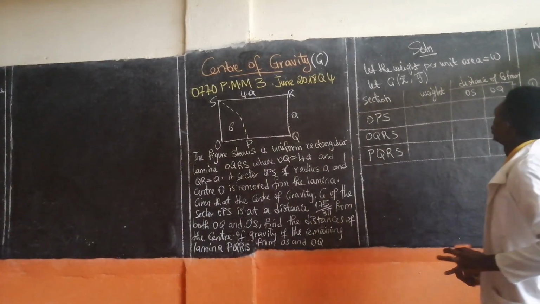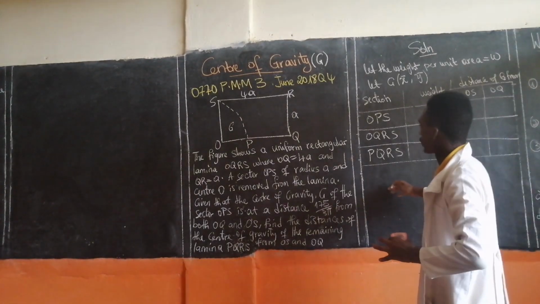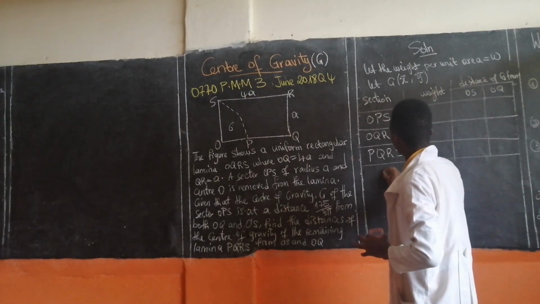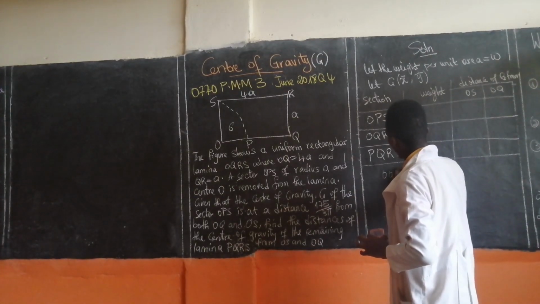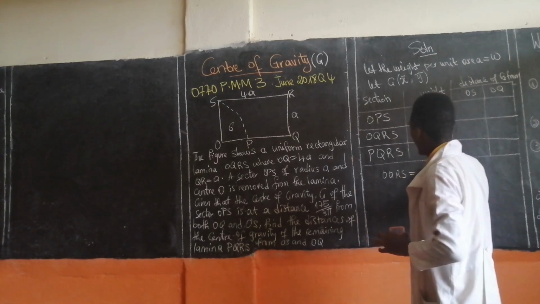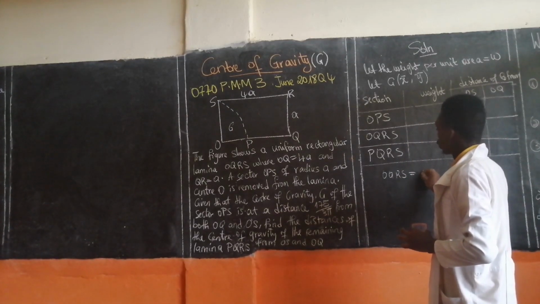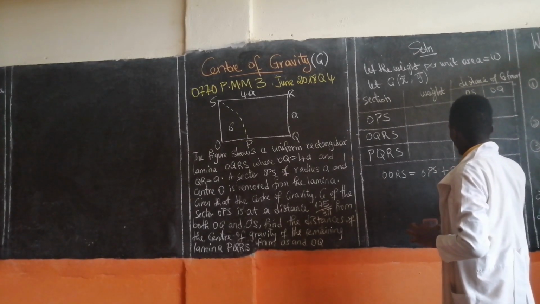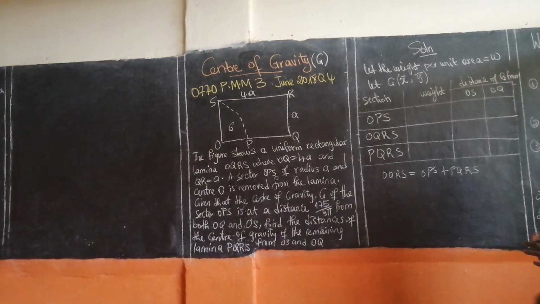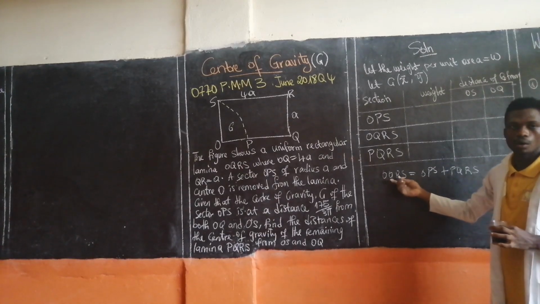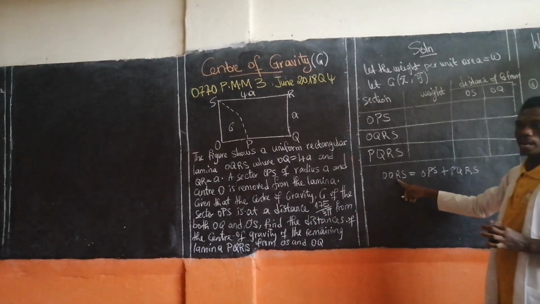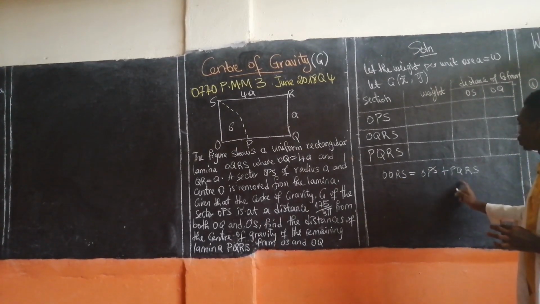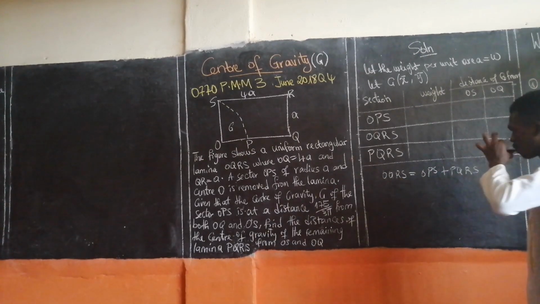Now the geometry is that I have OQRS, the rectangle. OQRS is the rectangle, and it is divided into OPS and PQRS. Notice that this is a composite lamina, because it's made up of two different bodies.